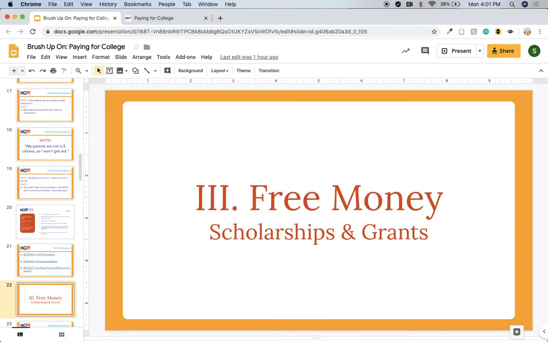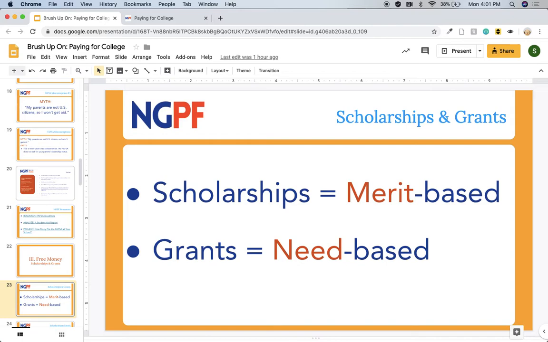All right, so let's talk about free money, or scholarships and grants. Scholarships are merit-based and grants are need-based. A lot of students might use these two terms interchangeably, but it's important to know that there is a difference. Grants are really just dependent on your need for financial aid, and scholarships are usually based on your merit. So think grade-based scholarships, sports-based scholarships. Grants are much more dependent on your need.